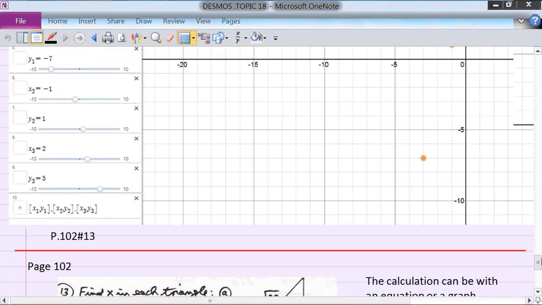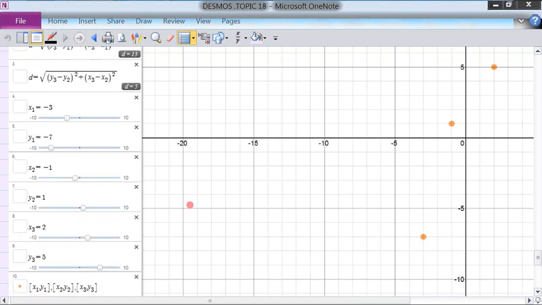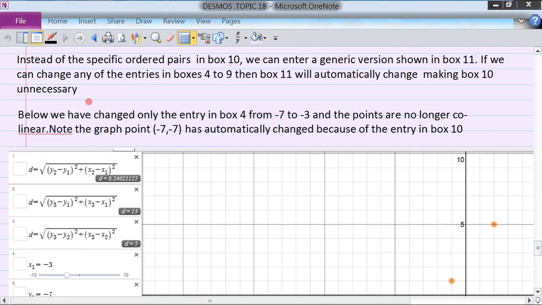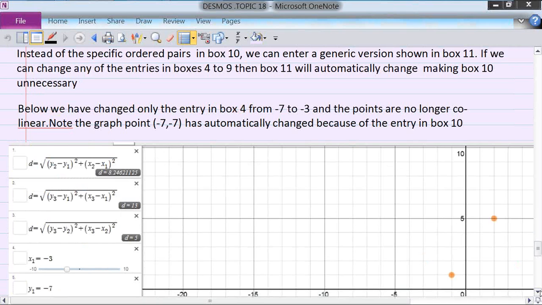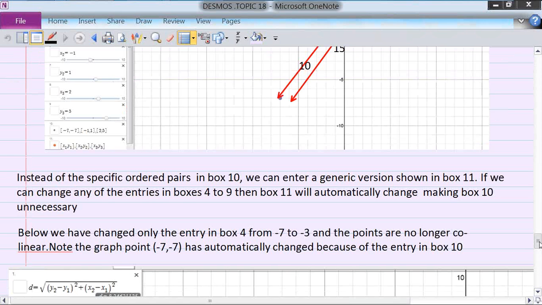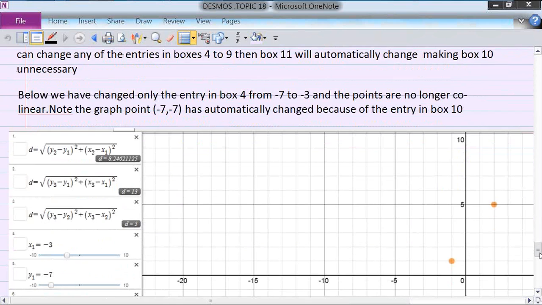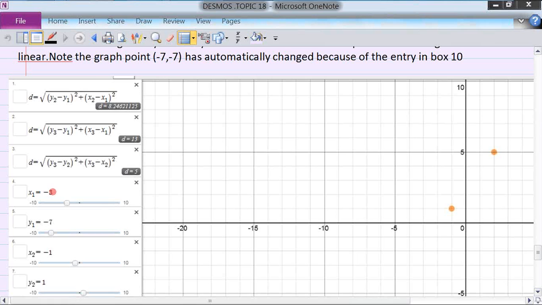And over here, I just removed the specific values, left the generic values, and changed one of the values. Below, we have changed only the entry in box 4 from minus 7 to minus 3. So this value was changed.